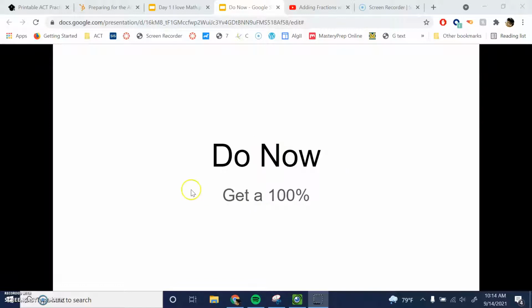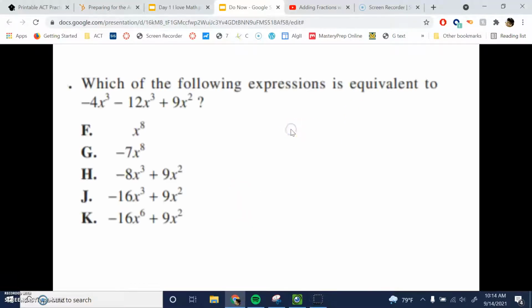Here is the do now. What you need to do is get 100%. All right, here's the first question. Which of the following expressions is equivalent to negative 4x to the third minus 12x to the third plus 9x squared? Is it F, G, H, J, K? Go!